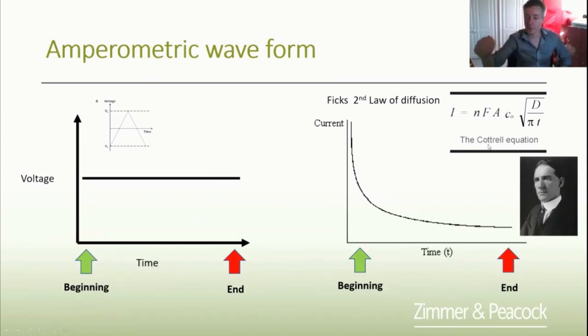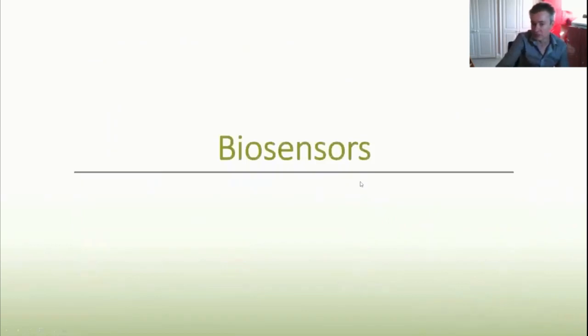So with amperometry, you often use cyclic voltammetry to give us a spectrum of the molecule, and then we will choose one of the peak potentials in order to do an amperometric experiment. And as I say, amperometry is commercially one of the most valuable techniques because it's used on a lot of glucose sensors.